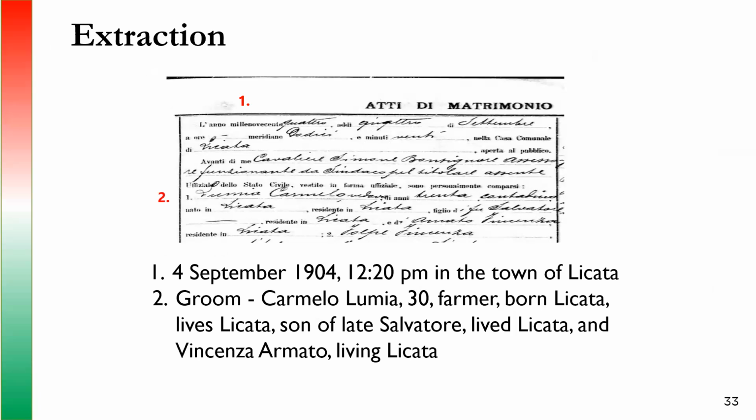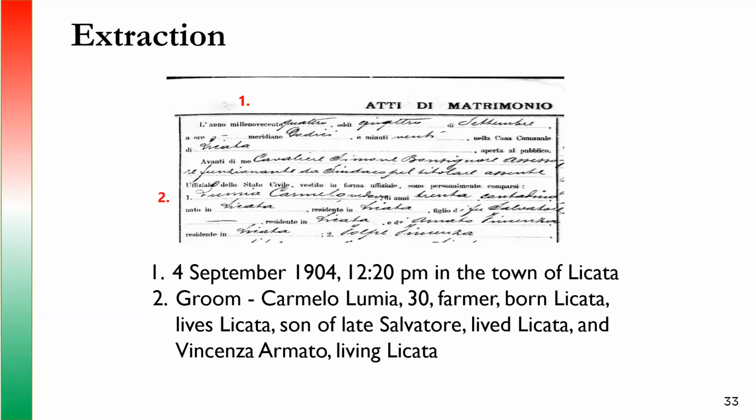So once again, we're going to have pretty much a similar pattern. This is the date, September 4th, 1904, at 12:20 p.m. in the town of Licata. That's when they came in to register in the civil registration office. Then it's going to list the groom's information, his name, his age, what he does for a living, where he was born, where he lives, and his parents' names.